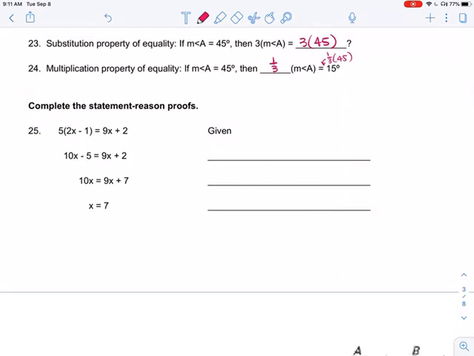All right, so our proofs. We're going to start out with our given statement, and we're going to take a look at what's going on. So what's changing from step 1 to step 2 is we are distributing that 5.